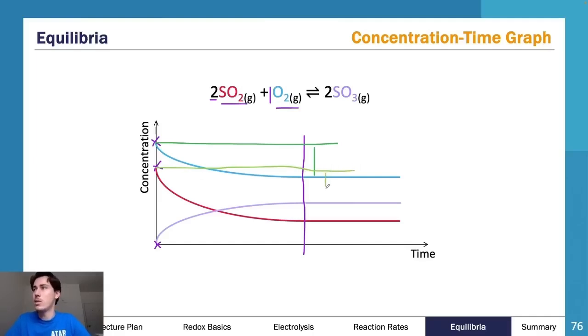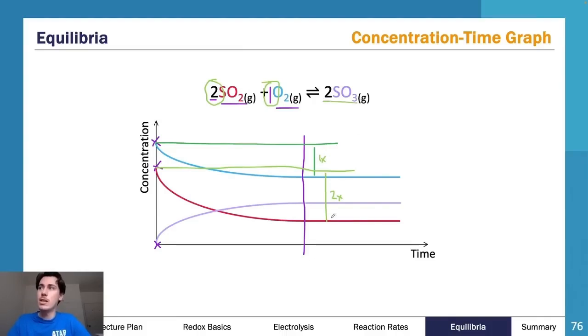And if I compared it with this distance here, this should be 2 times this distance here. And this should be just like 1 times. Because this has a 2 out the front and this has a 1 out the front. So this should be 2 times the distance. This should have reduced by 2 times the concentration of the O2. That's a really important thing.